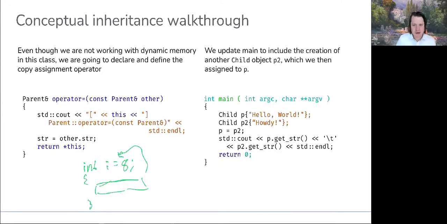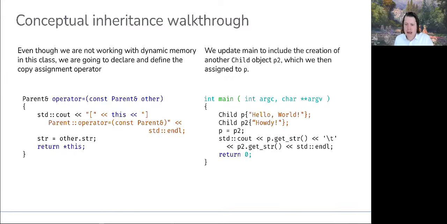Okay, where are we going with this? Well, let's see here. So let's say we define for the parent object a copy assignment operator. And it's going to have a single parameter, a constant reference to an object of the same type. And we're just going to print out, hey, we're here, do a couple of things, and cool.